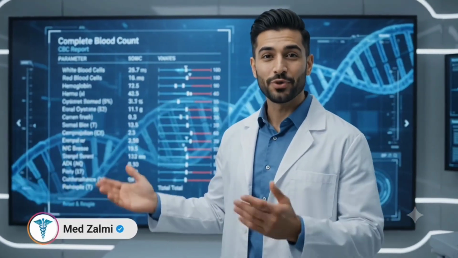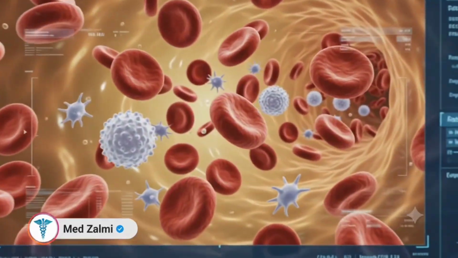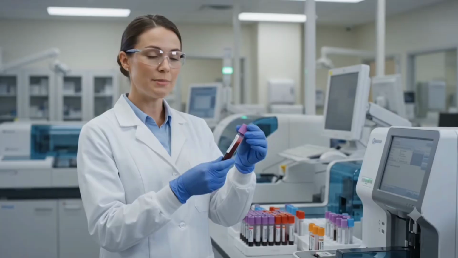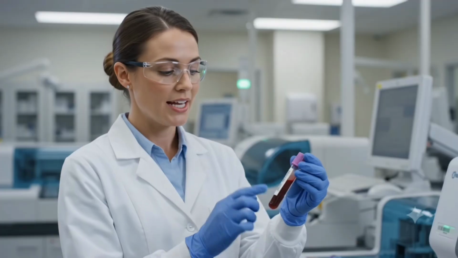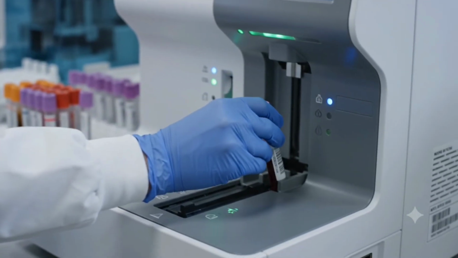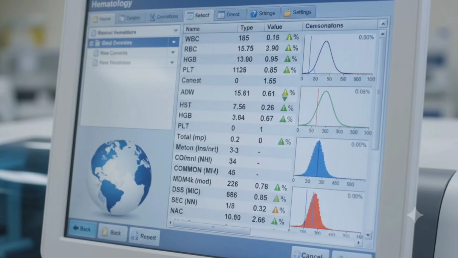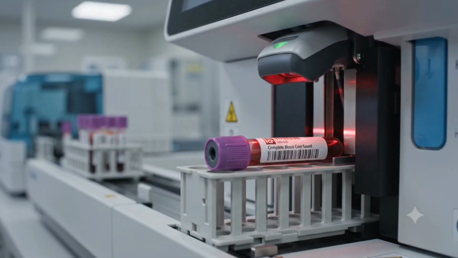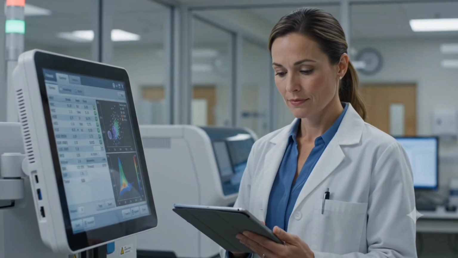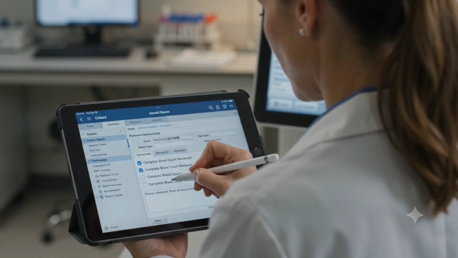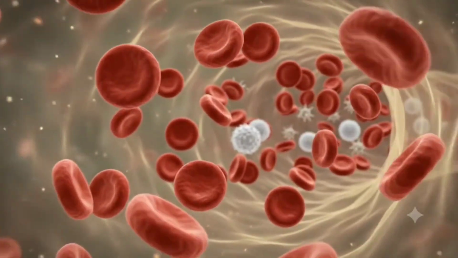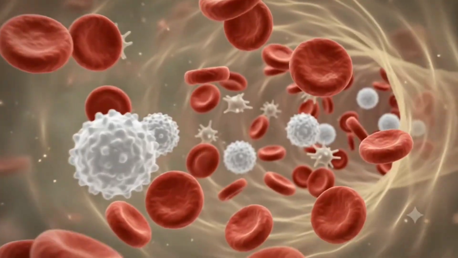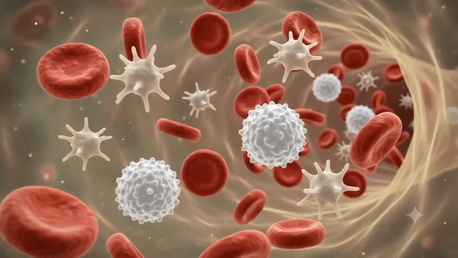Today we'll learn how to read and understand a complete blood count, or CBC. CBC, or complete blood count, is one of the most commonly requested blood tests in hospitals and clinics worldwide. This analyzer measures different blood cells. It helps doctors diagnose many medical conditions. A CBC mainly evaluates red blood cells, white blood cells, and platelets.